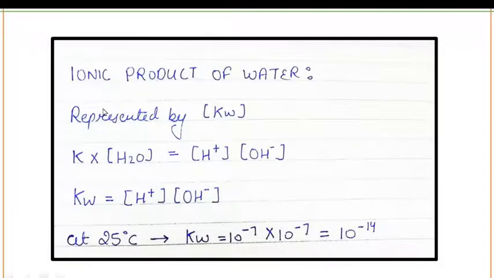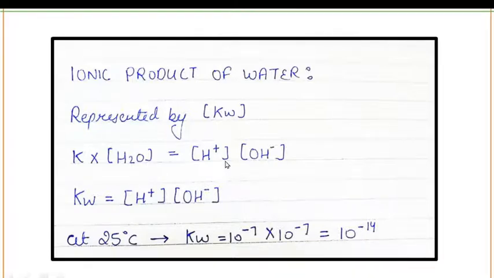Now, second is the ionic product of water. First of all, the ionic product of water is represented by Kw, and Kw means K into the concentration of H2O.